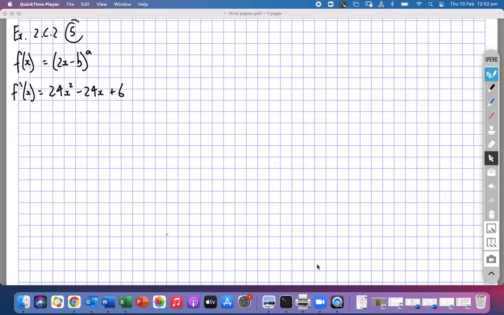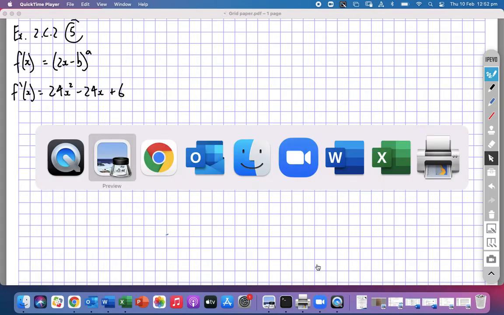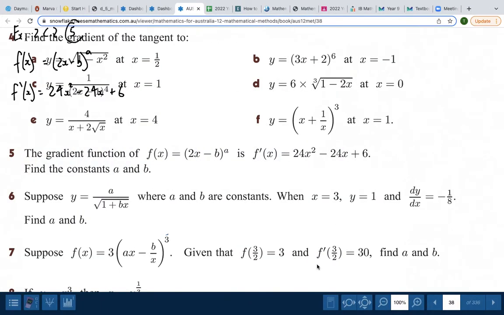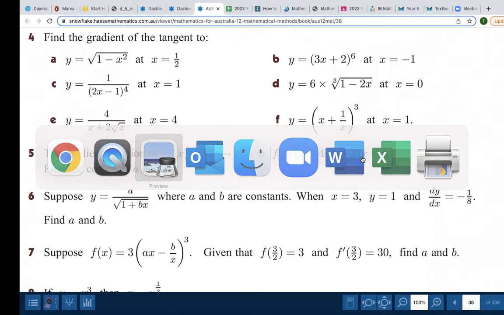Okay, welcome everyone. I'm going to do exercise 2C part 2 question 5 straight out of your textbook, which I have here. Right, we have to find the unknown a and b. They tell us that the function takes on this form and that the derivative is given to us: 24x squared minus 24x plus 6. So let's start that.